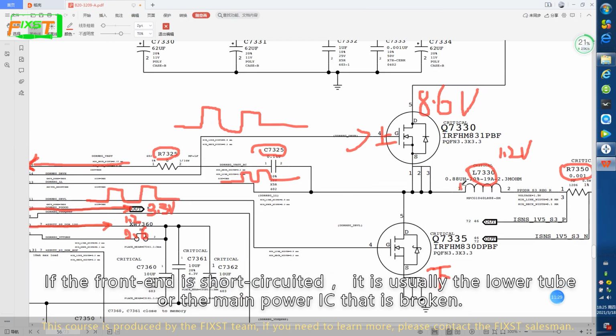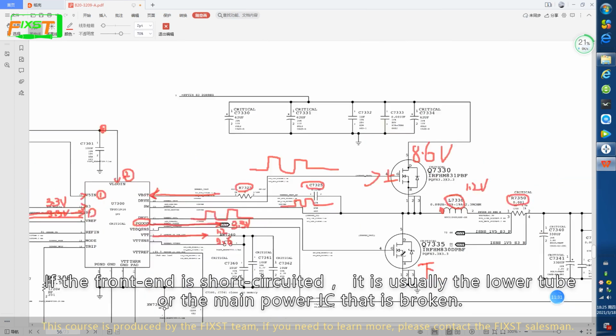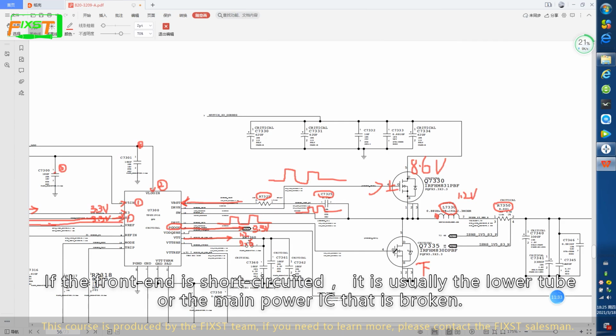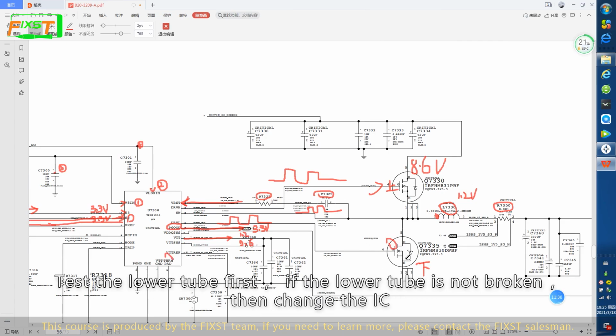If the front end is short circuited, it is usually the lower tube and the main power supply IC that is broken. Test the lower tube first. If the lower tube is not broken, then change the IC.